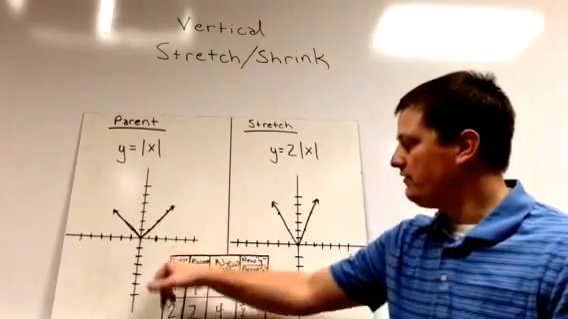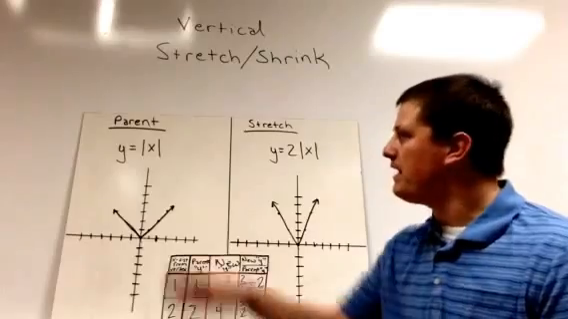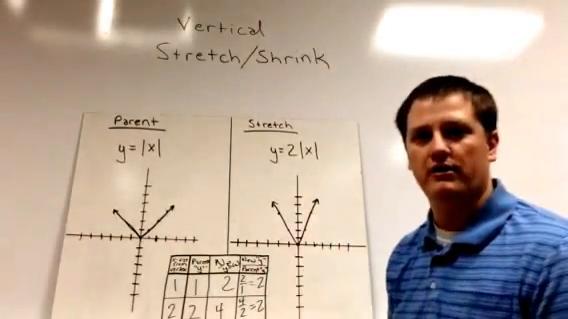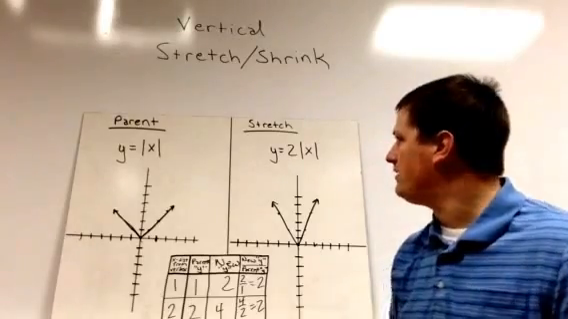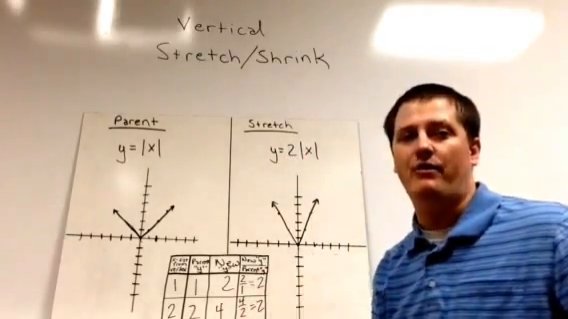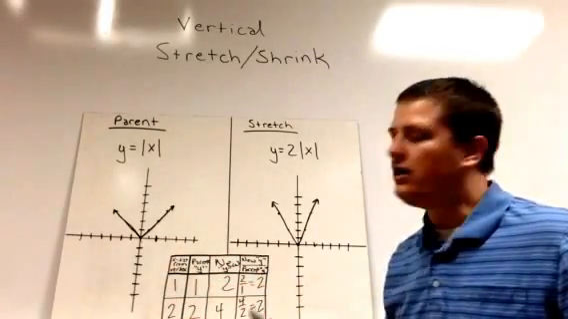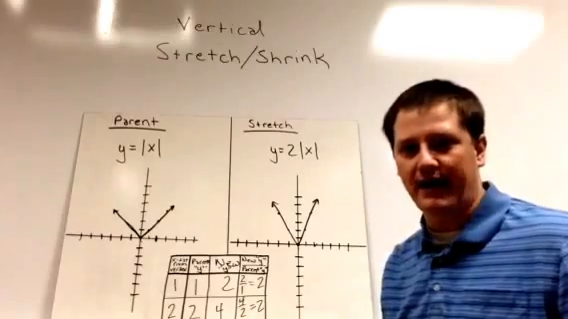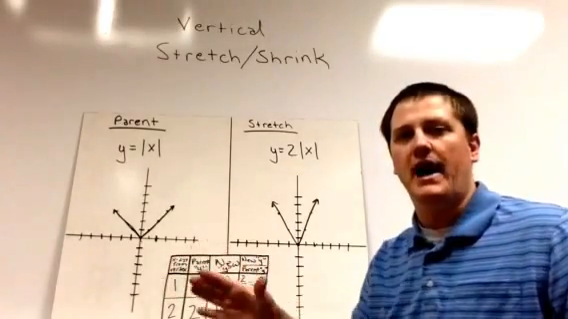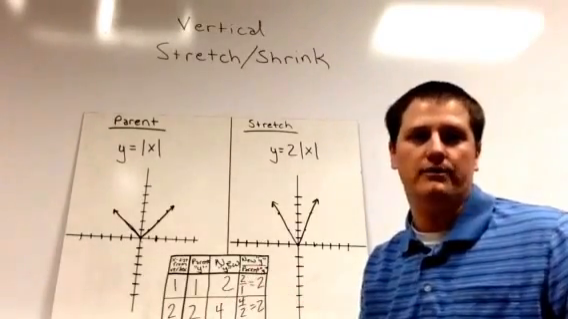What we have here is a little table that we're going to use to try and figure out the stretch or shrink factor. I have a parent function of absolute value and a stretched function of absolute value. In this one, we're stretching by a factor of 2. What I want to show is how we found this 2. I already have the table all drawn out, so I'm just going to show you how we find these values. Now, focus on this as being how far we move from the vertex, not the actual values.